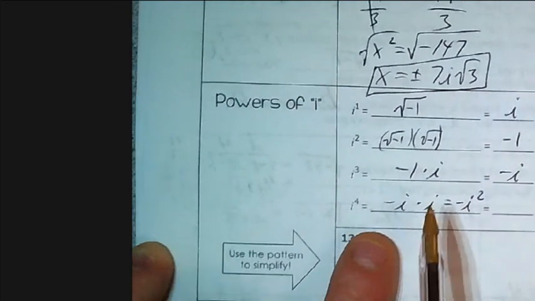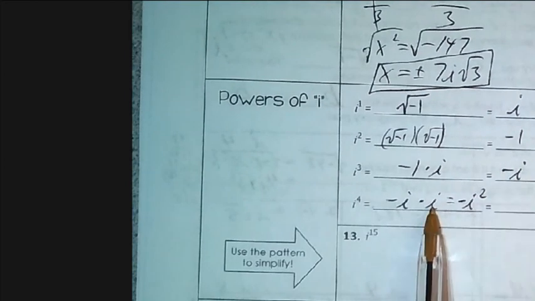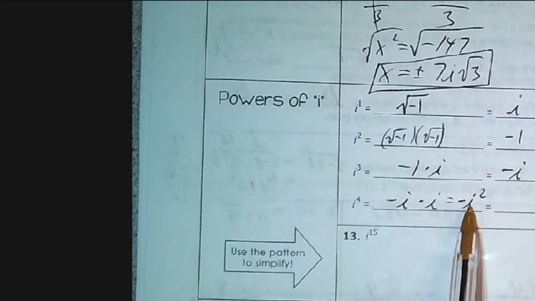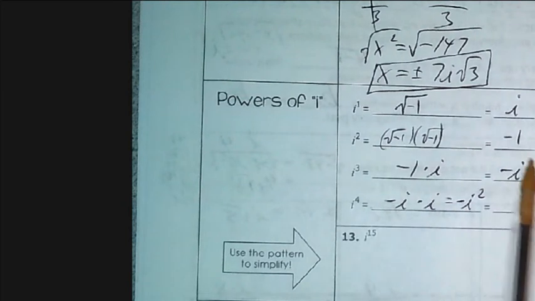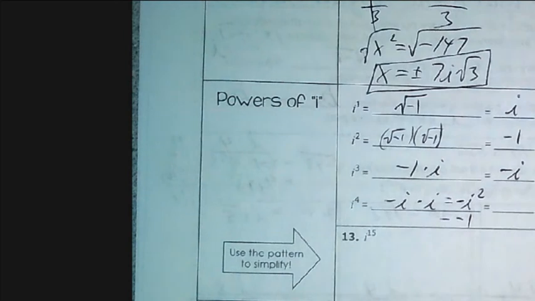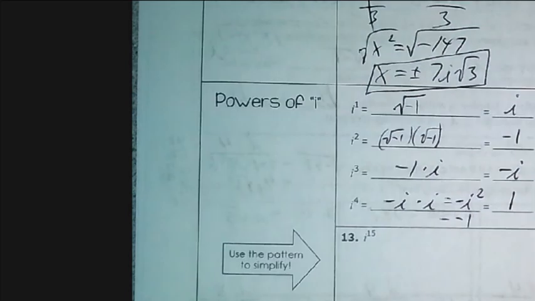I'm just taking the one before and multiplying it by another i, because that's what this is. So what is i squared? Negative 1, right? So what's negative negative 1? 1. Okay? So we've got 4 different values here. i to the first is i, i squared is negative 1, i cubed is negative i, and i to the fourth is 1. Let's keep going and see if a pattern develops.